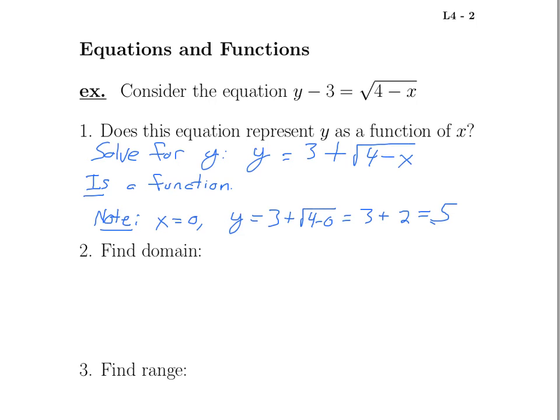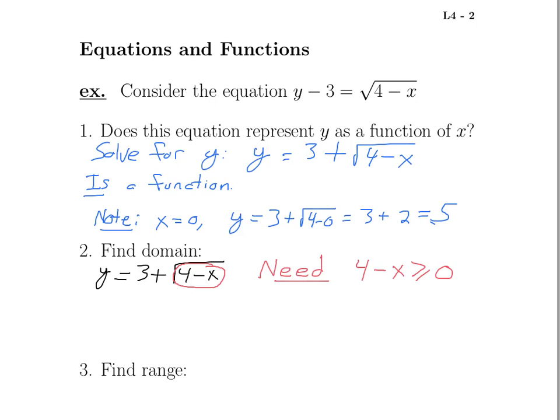So now, if I want to find the domain, I'm going to have y is equal to 3 plus the square root of 4 minus x. And what I want you to notice is that the only restriction, remember, your domain is what can you have. So the only thing I really concern myself with is what happens underneath the square root. I can't take square roots of negative numbers. So what we need is the 4 minus x to be greater than or equal to 0. Now don't forget that you can have equal to 0. So it's not just greater than.